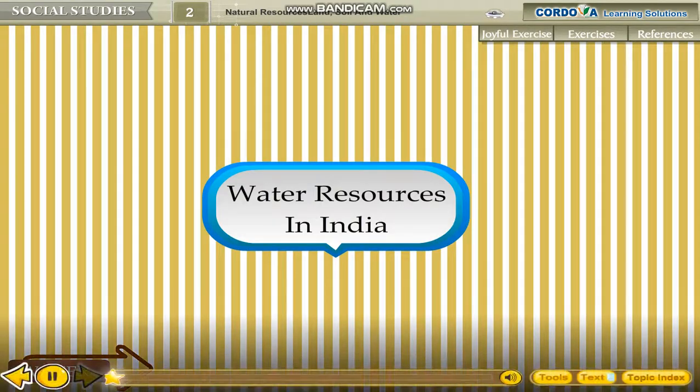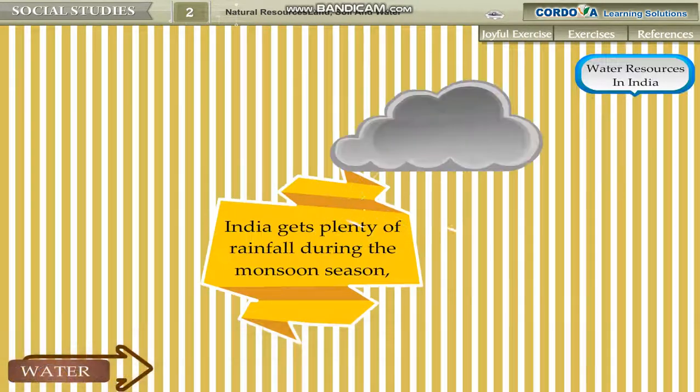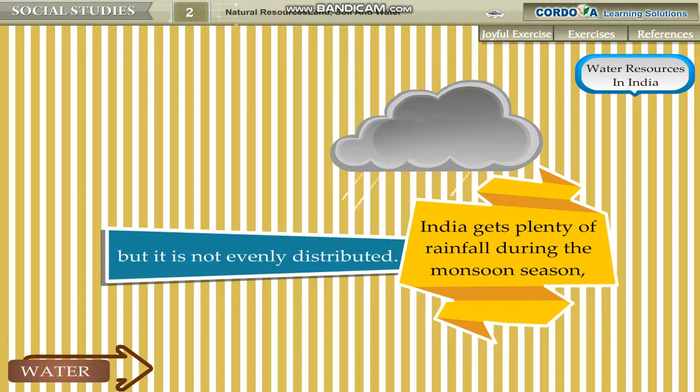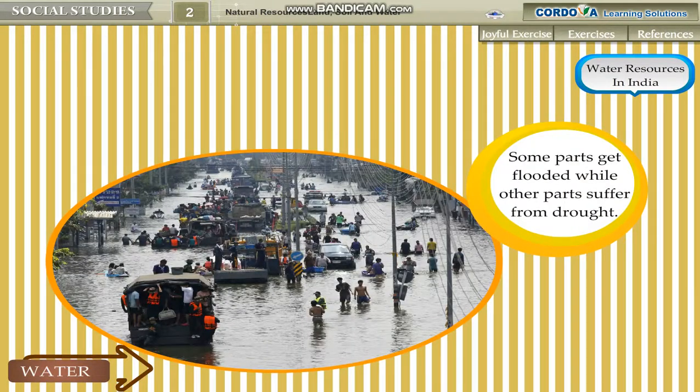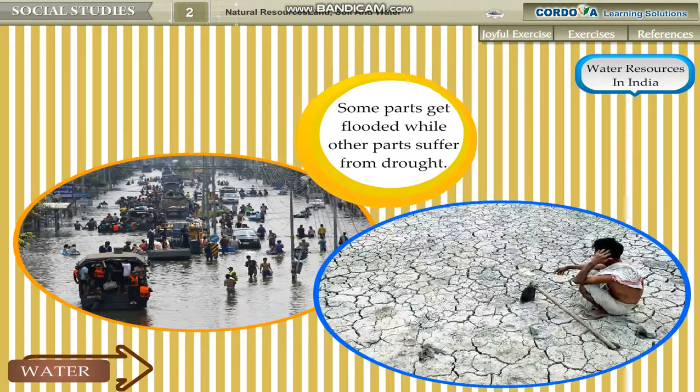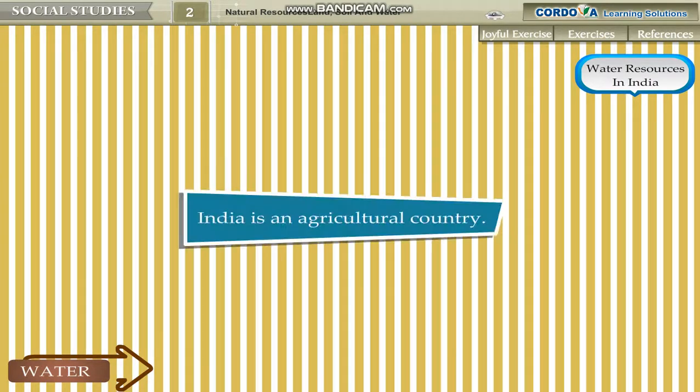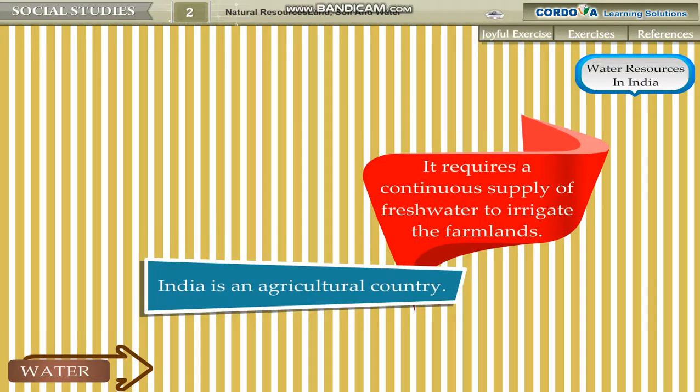Water resources in India. India gets plenty of rainfall during the monsoon season, but it is not evenly distributed. Some parts get flooded while other parts suffer from drought. India is an agricultural country. It requires a continuous supply of fresh water to irrigate the farmlands.